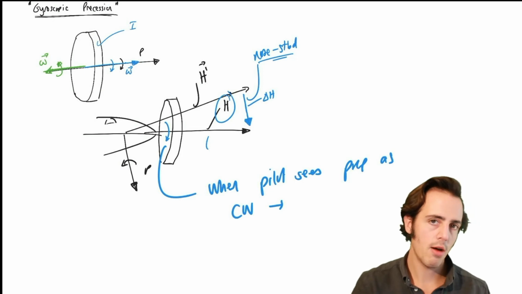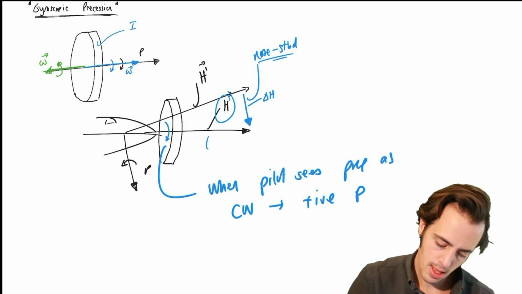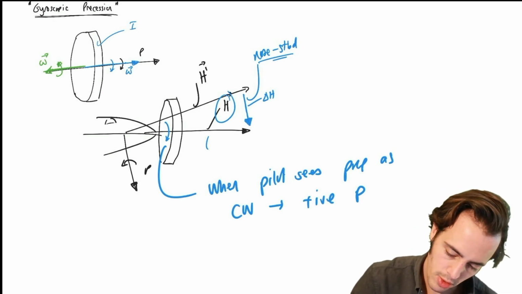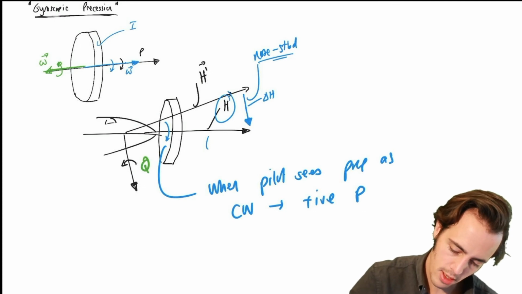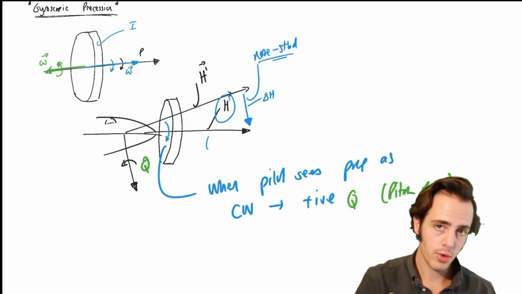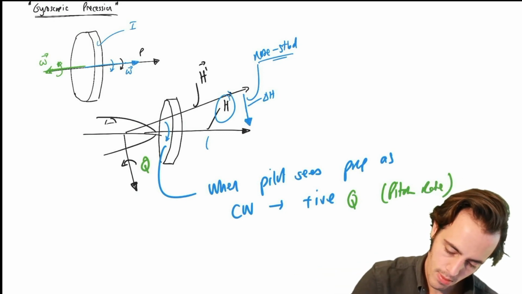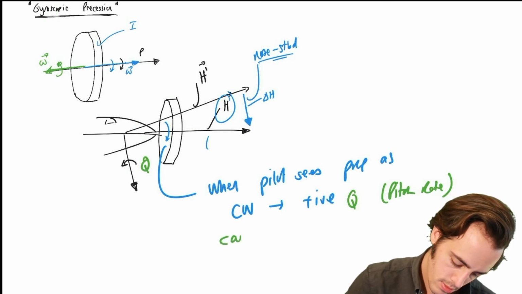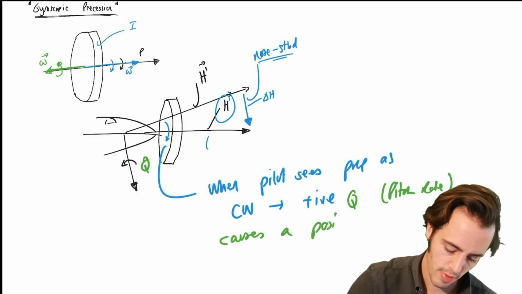So when the pilot sees the propeller as clockwise, a positive pitch rate, which I called P there, I should have called that Q, sorry, a positive pitch rate Q will cause a positive yaw rate, or a positive yawing moment, rather, will have an associated yaw rate.